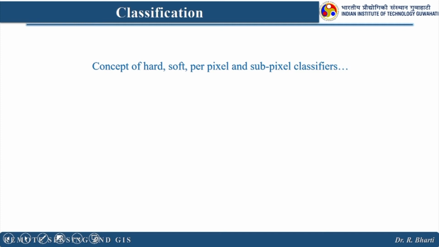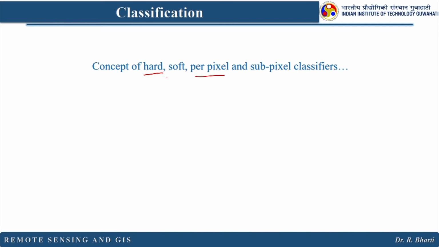Now, I hope you are clear about it. With hard per-pixel classifiers, each pixel will be classified into only one class, whereas in a soft classifier or subpixel classifier you can have different classes within a pixel. That is why they are called soft or subpixel classification techniques, right.